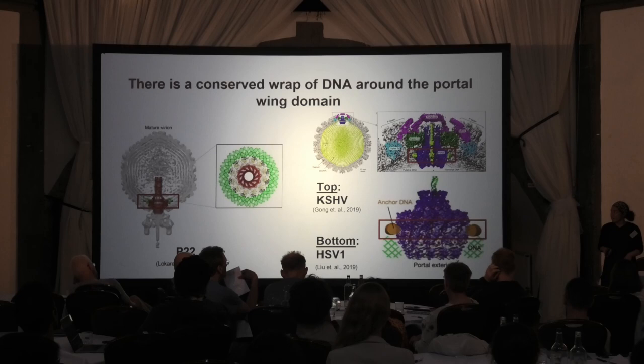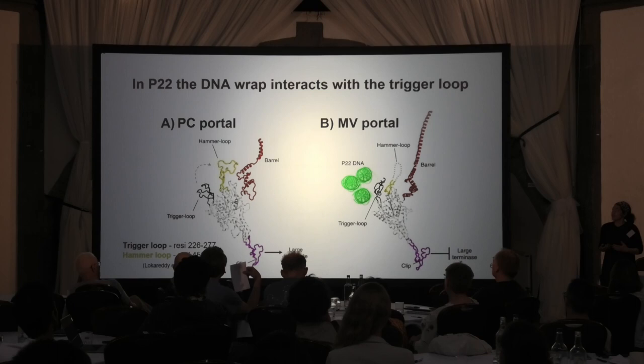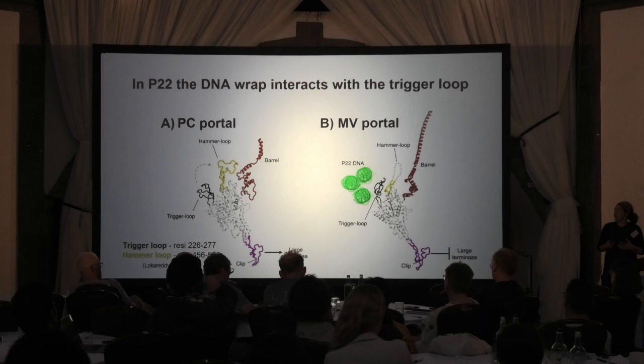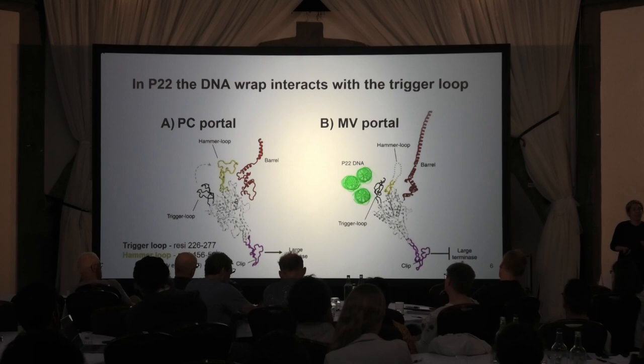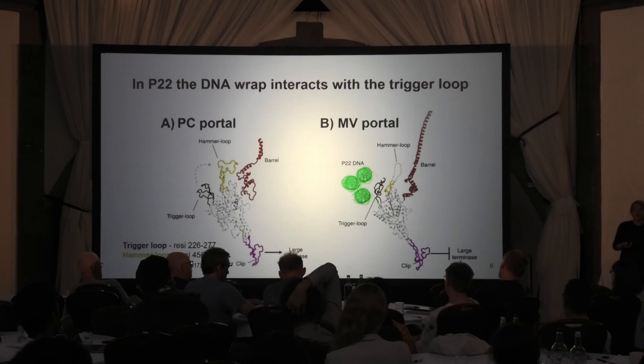In P22 specifically, this DNA wrap is found wrapping around the trigger loop, which is in the ring domain. The trigger loop is one of two surface exposed loops that undergo the most conformational change when the portal goes from its PC to MD form. And so when I first started this project, I wanted to take a closer look at the trigger loop to see if there were any positively charged residues that may be interacting with the negatively charged DNA.